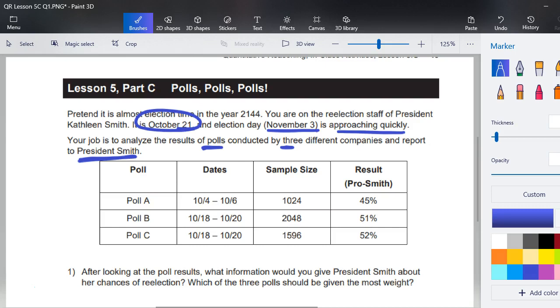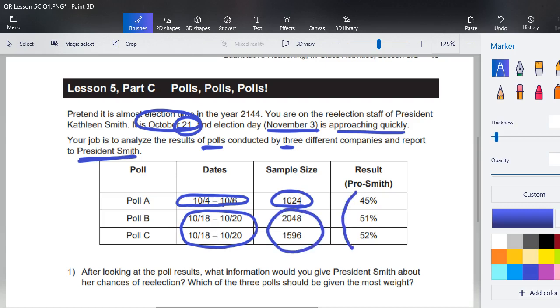Some things to consider. This poll was taken further back. The dates are in early October, and these dates are in mid-October, and that's where we are right now. The sample size, this is the smallest sample. These two are a bit larger, and then you see the results here. The timing and the size of the poll can impact the results.